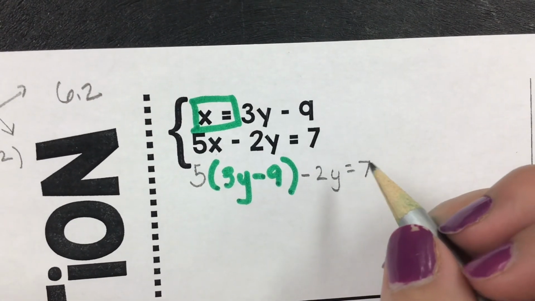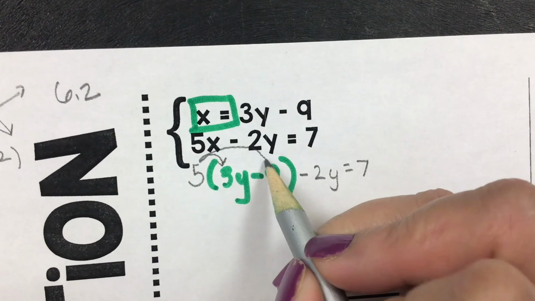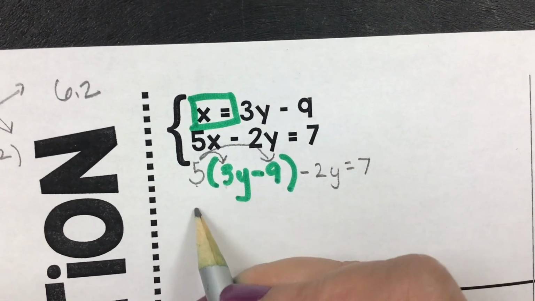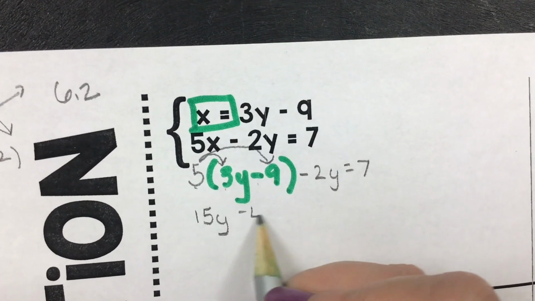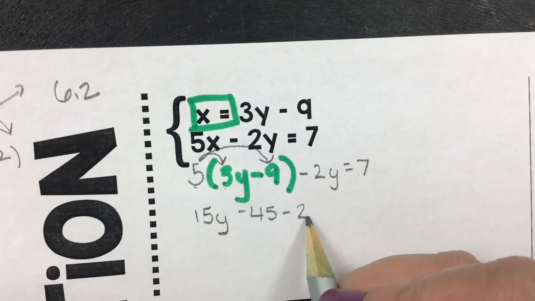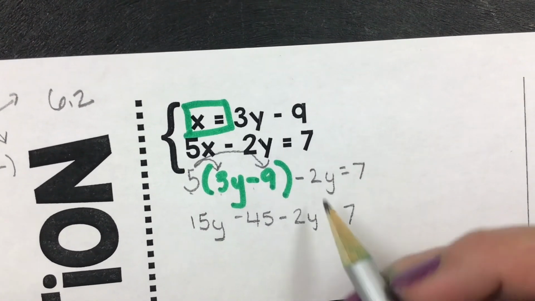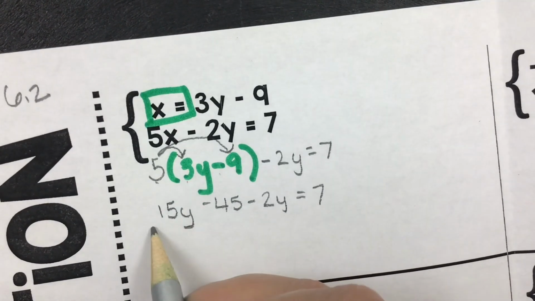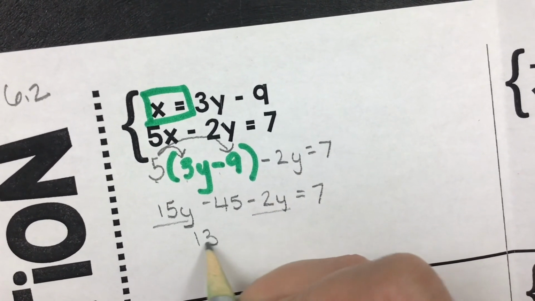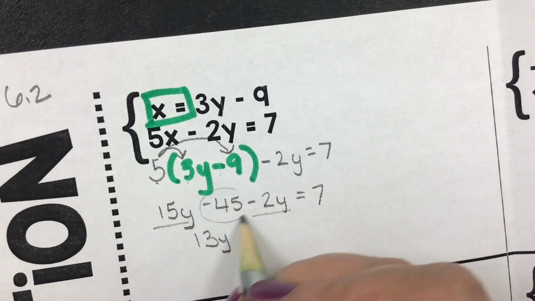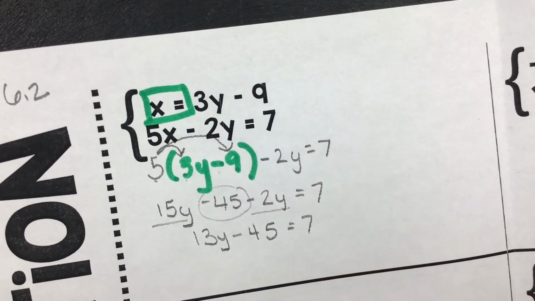From here, we do the operations to solve for the variable. First, the distributive property. That means 5 times 3, which is 15y. 5 times a negative 9, which is a negative 45. Minus 2y, because we're just writing the rest of it down, is equal to 7. Now we're going to combine like terms. That's 15y minus 2y, which gives you a 13y. And we still have to write down that minus 45 is equal to 7.